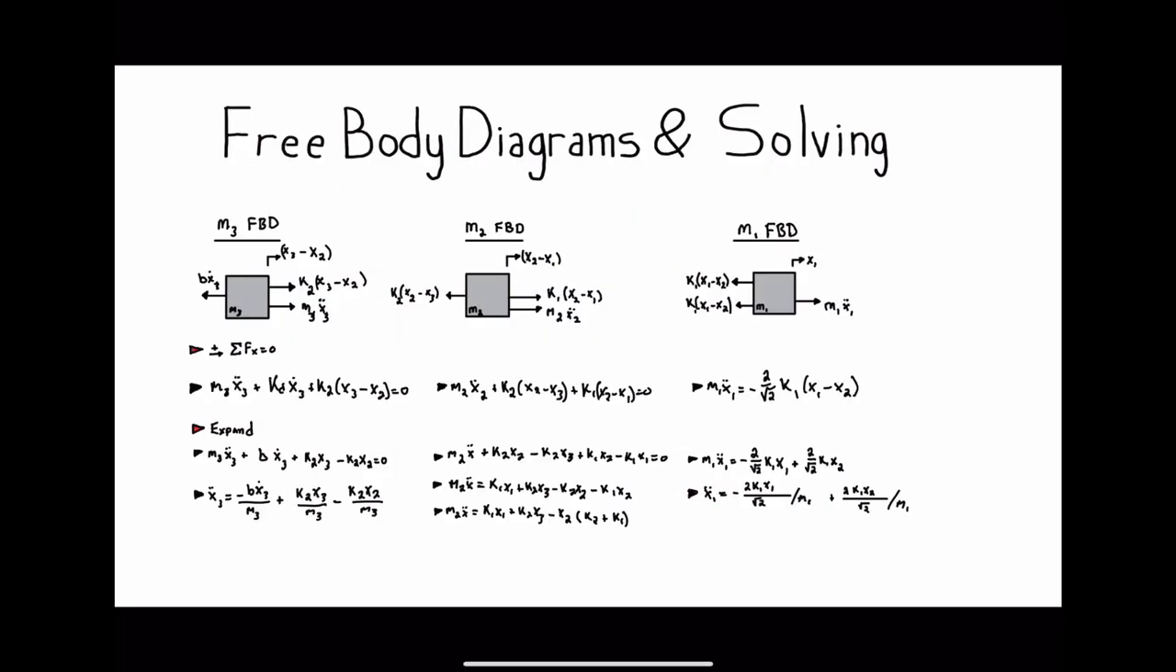The first step in modeling the arrestor was to create free body diagrams of each mass involved. Equilibrium equations were used to solve for x3 double dot, x2 double dot, and x1 double dot.